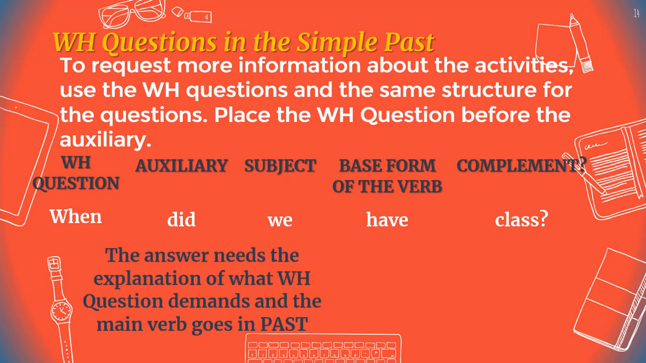Now, to answer the double question, we need to provide a long answer. Aquí no podemos colocar una respuesta yes o no, porque nos están preguntando por información, o sea, ¿cuándo? ¿Cuándo tuvimos clase? So, we need to give a long answer, and the verb must go in past. For example, when did we have class? We had class last Tuesday.